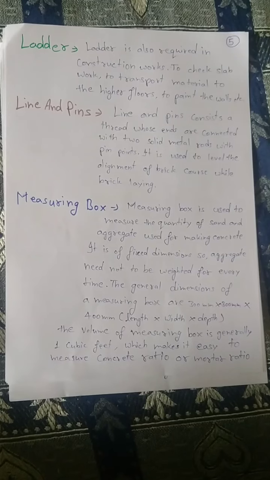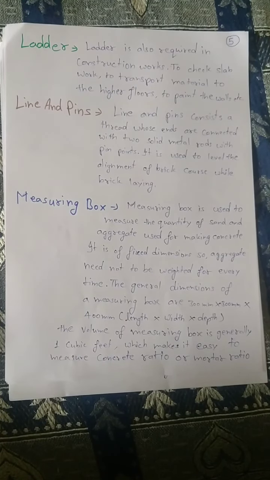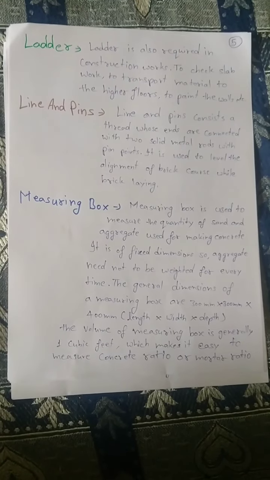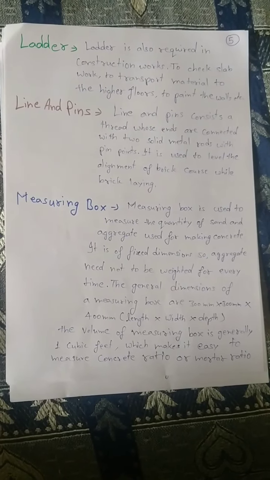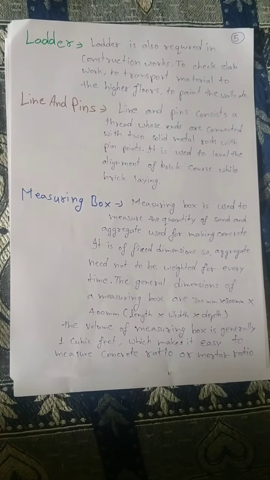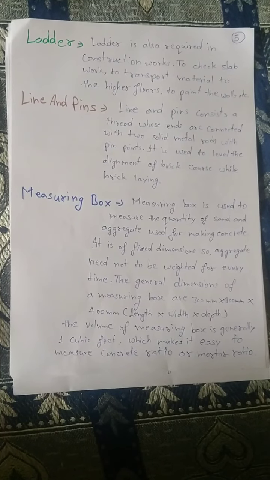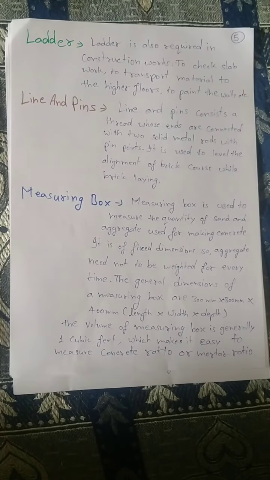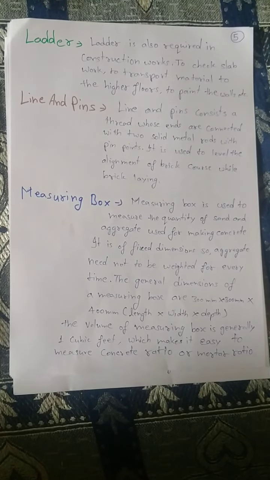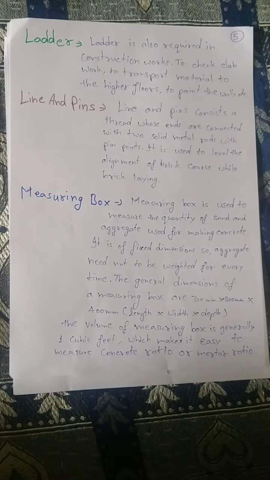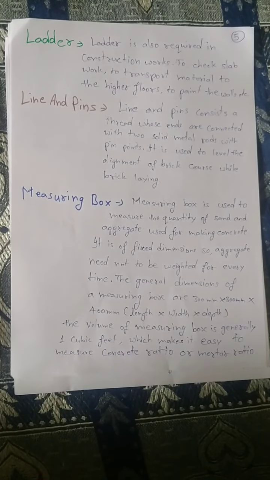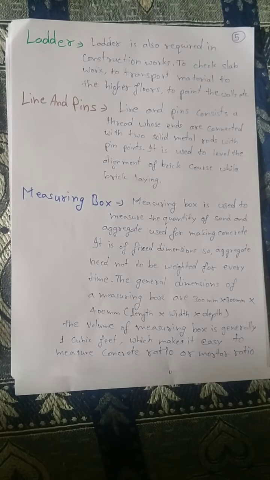Line and pins. Line and pins consist of a thread whose ends are connected with two solid metal rods with pinpoints. It is used to level the alignment of brick courses while brick laying.